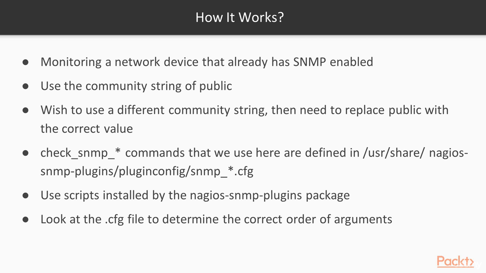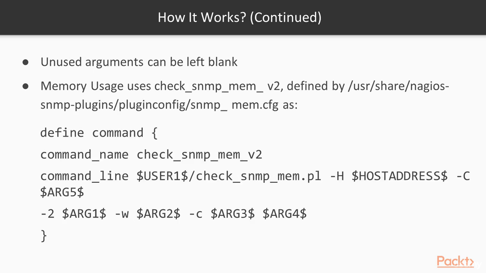Each of the check_snmp_* commands that we use here are defined in /usr/share/nagios-snmp-plugins/config/snmp_*.cfg and use the scripts installed by the Nagios SNMP plugins package. You can look at the .cfg file in order to determine the correct order of arguments. Unused arguments can be left blank.